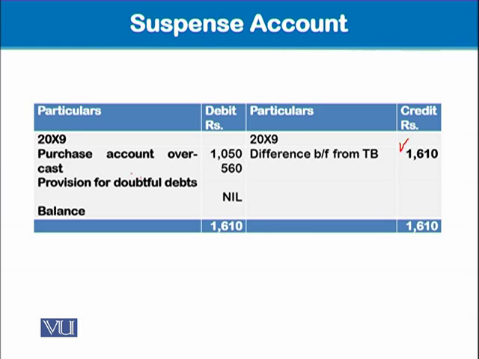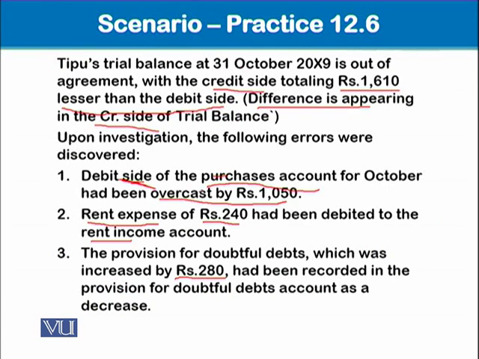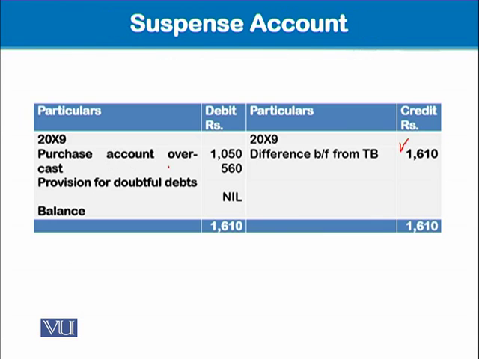Well, so purchases account overcast by 1,050. Debit side of the purchases account for October had been overcast by 1,050. So if purchases account is overcast, now we will credit this to the purchases account, and its debit will be given to the suspense account. That's why this suspense account is being debited over here.